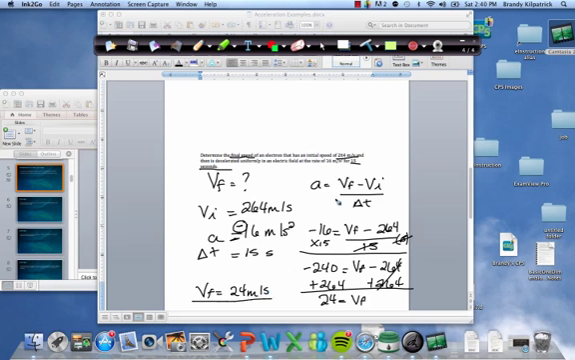If I did not change this to a negative sign, I would have had positive 240 here. And then when I solved it, I would have had 240 plus 264, which would have given me a velocity greater than my initial velocity. If you read the question carefully, it says that the electron is decelerating, which means it's slowing down. Your final velocity should be less than your initial. And that's one way that you can check to see if you've done the problem correctly. All right, so let's do one more.